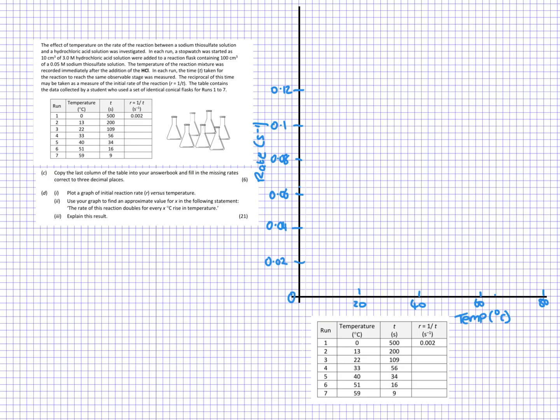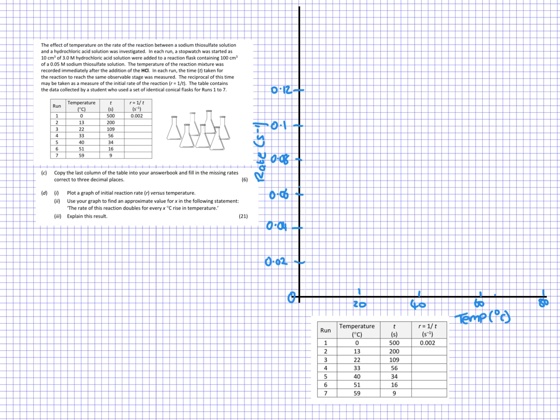So let's move on to parts C and D. Part C asks you to copy the last column of the table into your answer booklet and fill in the missing rates correct to 3 decimal places. Now this is worth 6 marks, and to be honest you should be getting the full 6 marks here. It's very simple calculator work.